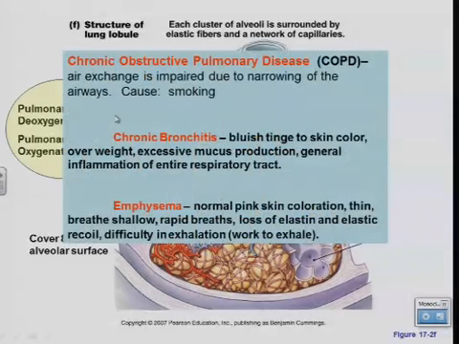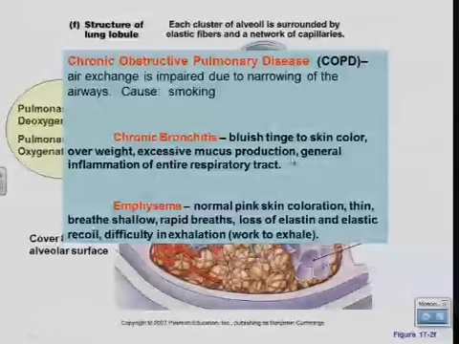And also in reference to disease, again, chronic obstructive pulmonary diseases, COPD. This is where we have difficulties in impaired gas exchange due to narrowing of the airways. Now, chronic obstructive pulmonary disease primarily is referring to your upper airway as far as restricting the flow of gases into and out of the lung. Chronic bronchitis was one of those examples. In chronic bronchitis, basically due to an excessive mucus production and general inflammation of the entire respiratory tract, that just causes a narrowing of the upper airways.